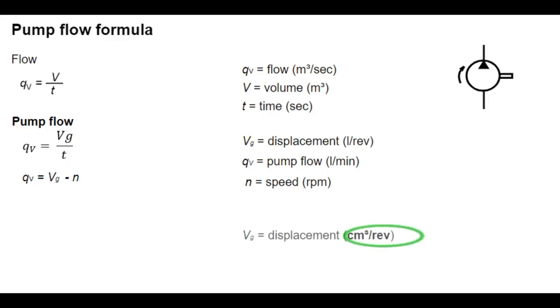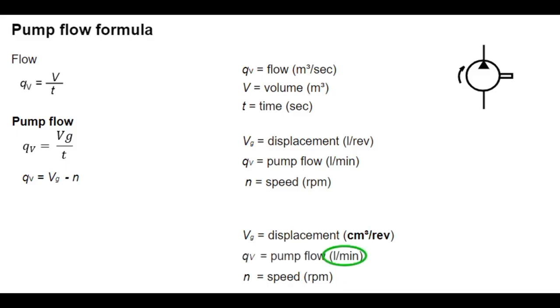The unit used for displacement in hydraulics is cubic centimeter per revolution. Pump and drive motor speed is indicated in revolutions per minute. Pump flow is indicated in liters per minute. Adding a conversion factor to the formula avoids having to convert the units. The numerical equation for pump flow is thus: pump flow QP equals displacement Vg times speed N over 1000.